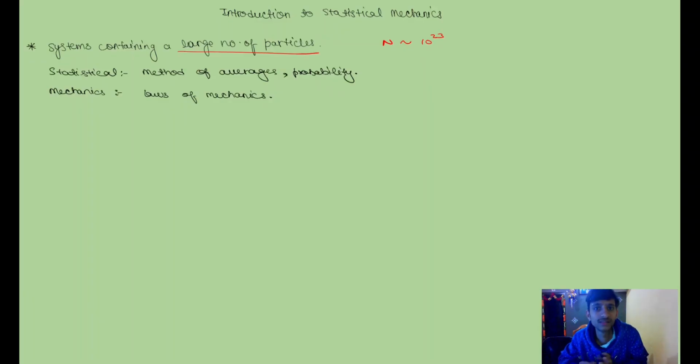Now, what does the word statistical mechanics mean? Statistical means the method of averages and probability. So what we will be doing is taking averages, and studying the probabilities of different configurations, and we will use these studies to understand the mechanics of this large number of particles.